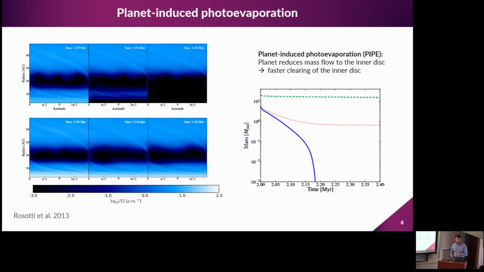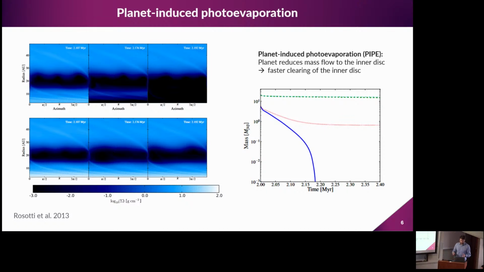And the reason is mostly because the planet blocks a significant portion of the mass flux across the gap from the outer to the inner disk, which gives photoevaporation an easier time to remove the inner disk. And of course, with the inner disk being gone much earlier, the outer disk will be exposed to the irradiation much earlier. And that way, the planet effectively reduces the lifetime of the entire disk. So this is also often called planet-induced photoevaporation, or PIPE in short.